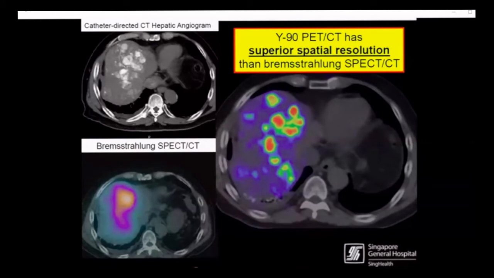These are images from my hospital back in 2011, 2012. Yttrium 90 PET has superior spatial resolution. As you can see, this is a SPECT Bremsstrahlung image on a SPECT-CT. The yttrium 90 can be seen as big clumps, but on PET, you can see them as separate places. The biodistribution can be accurately determined as well.